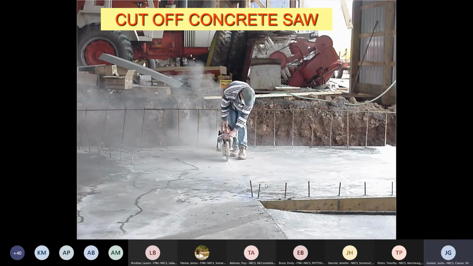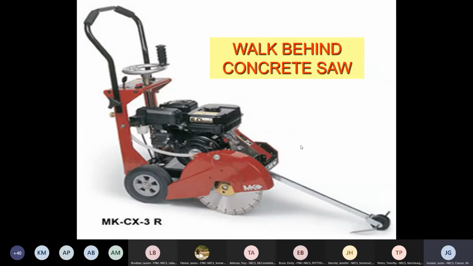And here they're cutting some concrete for some control joints. This is just a hand-operated, gas-powered concrete saw. And here's a walk-behind saw, which is what we typically see on our large heavy use areas or concrete jobs. It's much easier to use, and you can get a much straighter line for cutting our control joints.